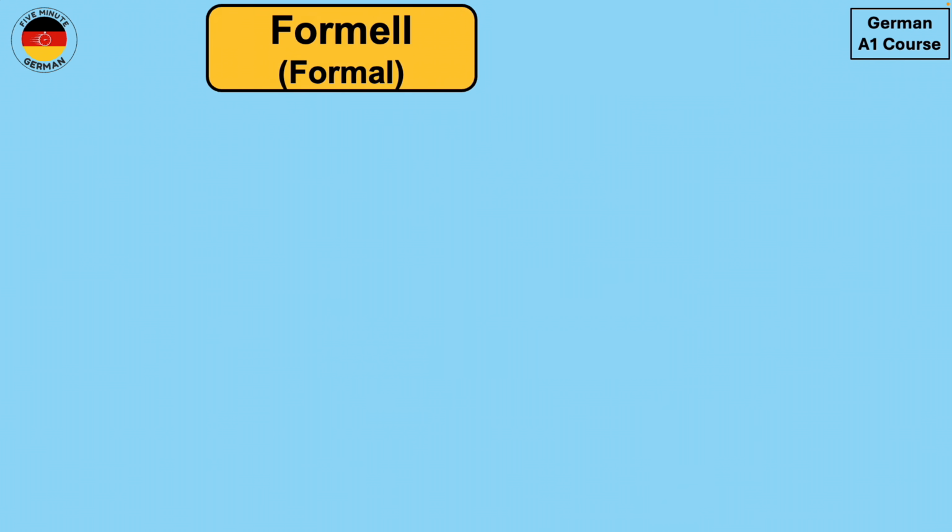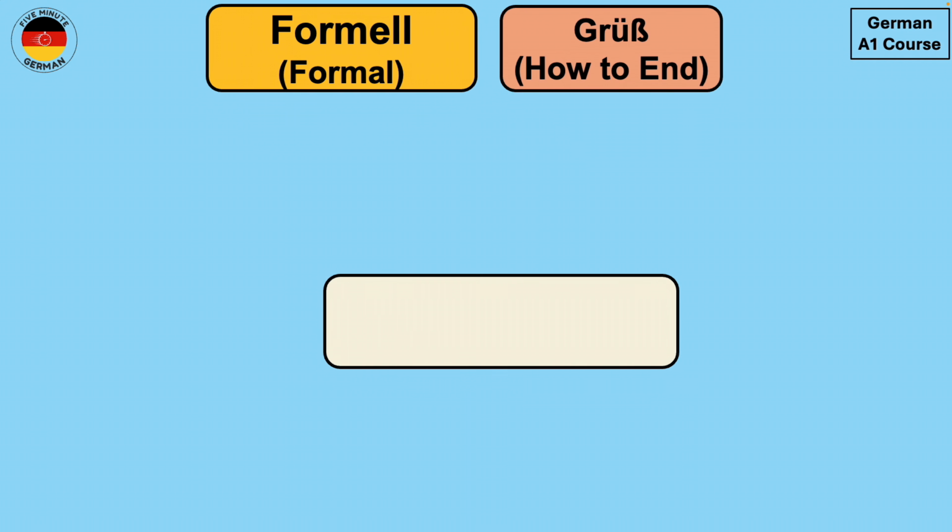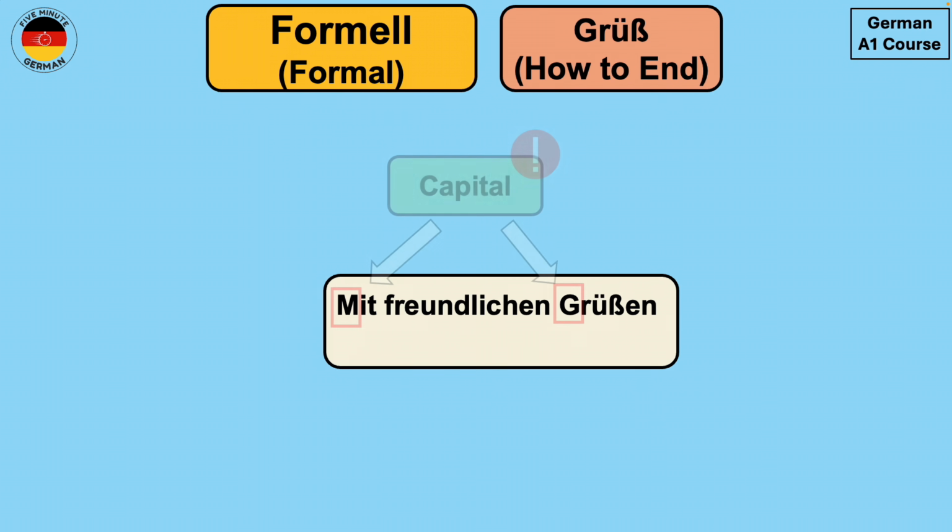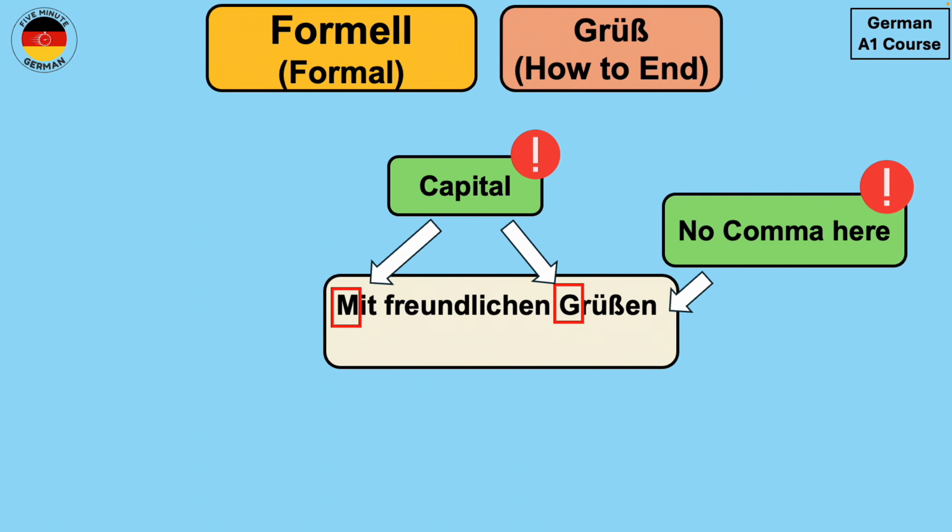Now how will you end a formal letter or an email? So this is much simpler. So what you will do is that you will write mit freundlichen Grüßen, which means with friendly regards or friendly greetings. And over here, the M for mit and the G for Grüßen will be capital. And one more important point is that there will be no comma at the end of this sentence.